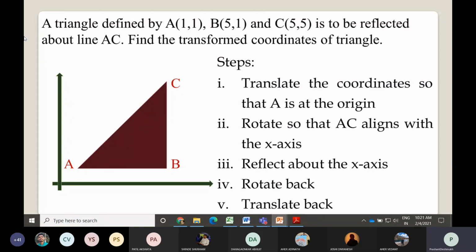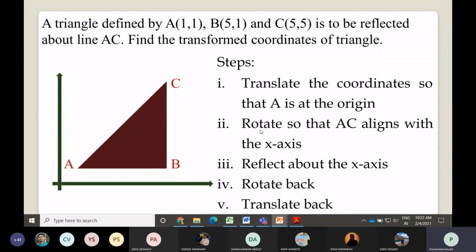First, any point on this line, maybe A, maybe C. It depends upon you. Or maybe midpoint. Okay, there is no problem. So what I did is I translated this point A to origin. Then rotate AC such that it should align with the x-axis. So AC will align with the x-axis. Then reflect about x-axis. We know the transformation matrix to reflect.